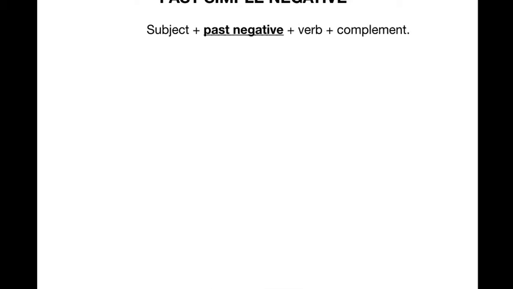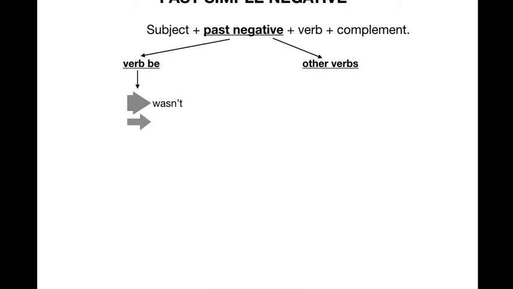Now let's see the negative. The negative is similar, but here we are using auxiliaries, okay? For example, here we have the formula: subject, past negative, and then the verb. Here this verb has to be in present. I'm going to explain why. First, let's see. We have two ways, one more time: the verb be and the rest of the verbs. Verb be in past. Do you remember? It was or were. So here we are going to say wasn't and weren't. The same rule talking about the subjects.